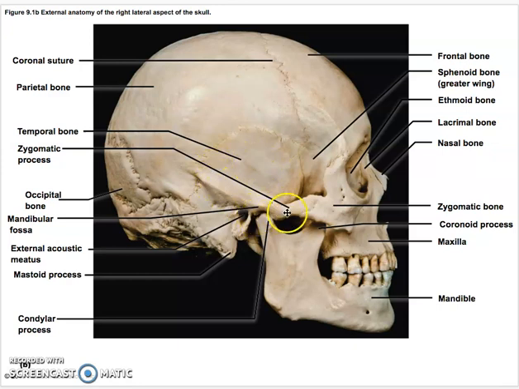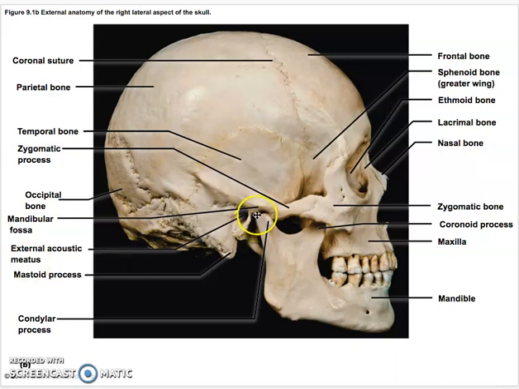So first we have this little bridge right here, and it's a bridge to our cheekbone. So this bridge is called the zygomatic process. Next we have this hole over here, and this hole is where our outer ear connects to our inner ear. And that's called the external acoustic meatus. It's the external or outside ear hole.